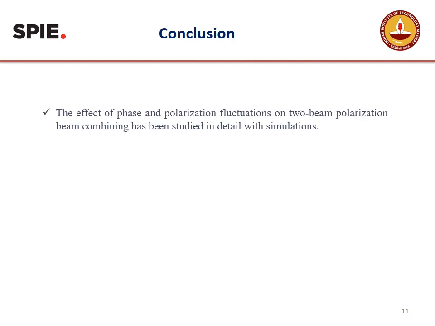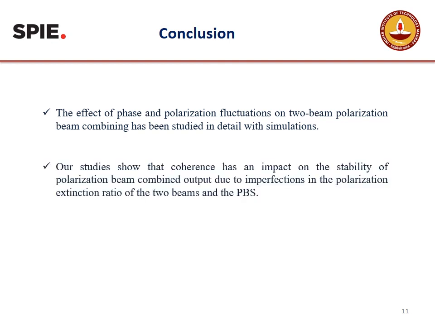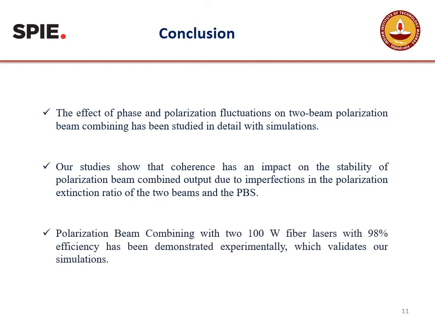In conclusion, the effect of phase and polarization fluctuations on the two beam polarization combining has been studied in detail with simulations. Our studies show that coherence has an impact on the stability of the polarization beam combined output due to imperfection in the polarization extinction ratio of the two beams and the PBS. Polarization beam combining of the 200-watt fiber lasers with 98% efficiency has been demonstrated experimentally, which agrees well with our simulation results.